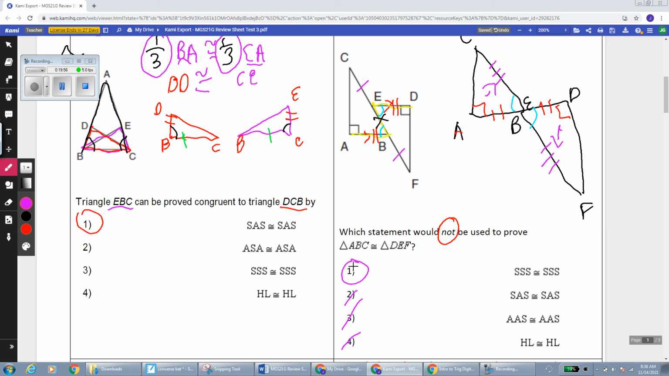And remember, for side, side, side, you need 3 pairs of congruent corresponding sides. But if I take a look at sides AC and DF, we don't have any information about them. They don't tell us anything about them in the question, so we can't draw any conclusions about them. So I don't know if they're congruent to each other.